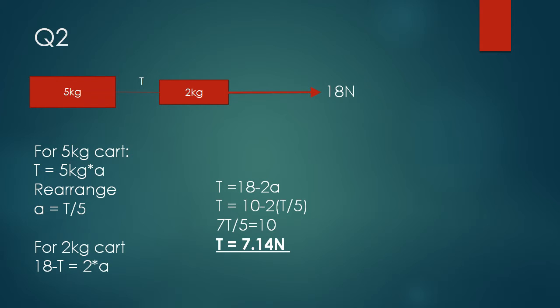So if we substitute that in and isolate T, as shown in the calculations on the right hand side of this screen, you'd see that the tension would equal 7.14 newtons.